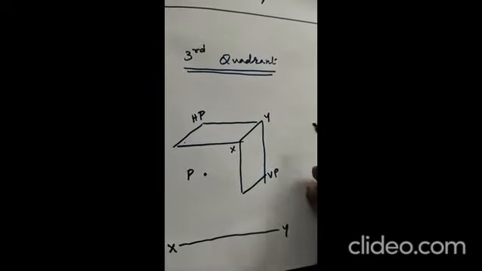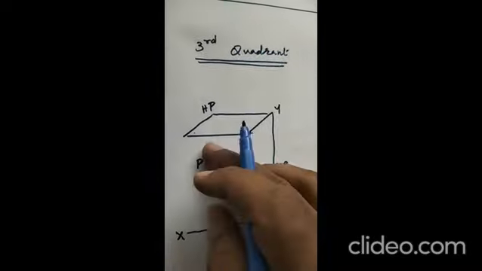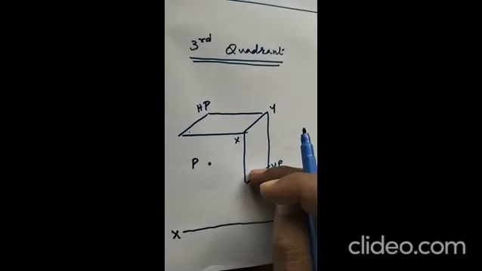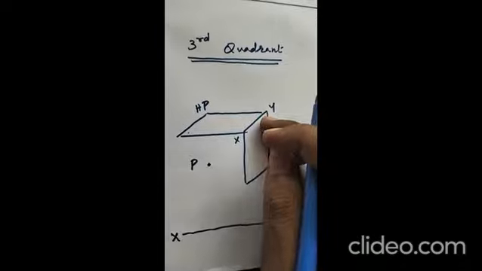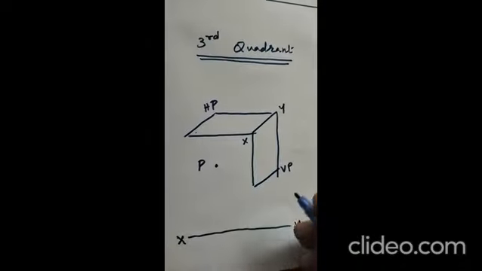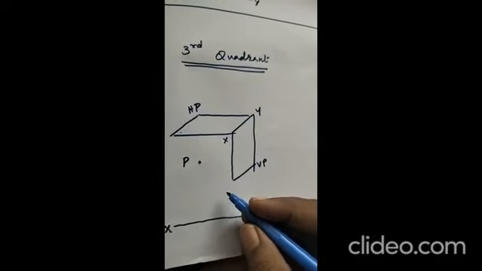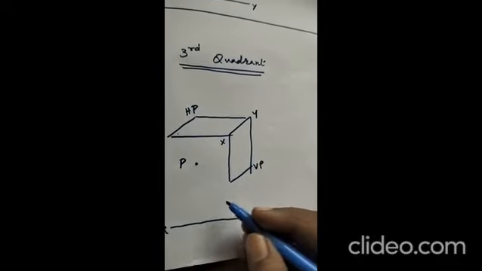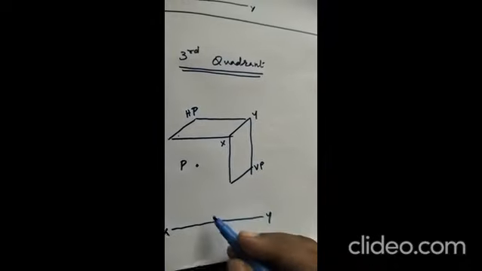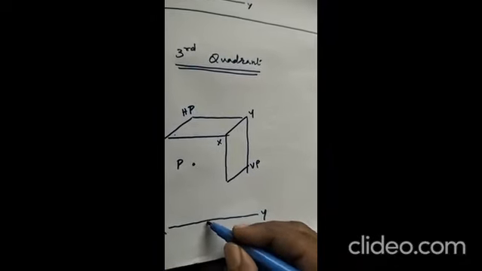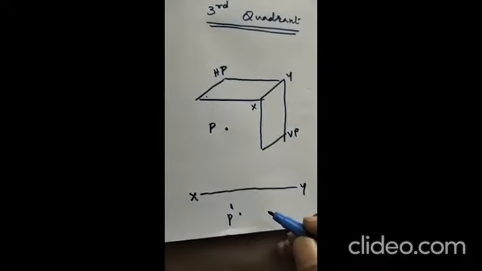So when we see the front view on the transparent plane, we get below XY line the front view, and when we go for the top view, we get above XY line the top view. Just the inversion of first quadrant. That's why first angle projection and third angle projection are reverse of each other. Now for depicting the front view, below XY, the P dash will be coming like this.